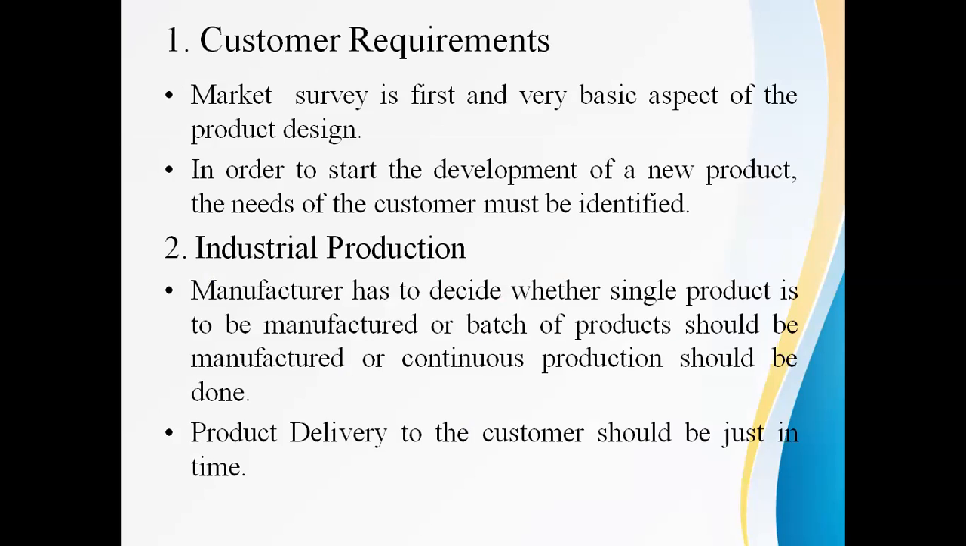First aspect is customer requirements. Market survey is the first and very basic aspect of product design. In order to start the development of a new product, the needs of the customer must be identified. Second aspect is industrial production. The manufacturer has to decide whether a single product is to be manufactured, or a batch of products, or continuous production should be done. Product delivery to the customer should be just in time.